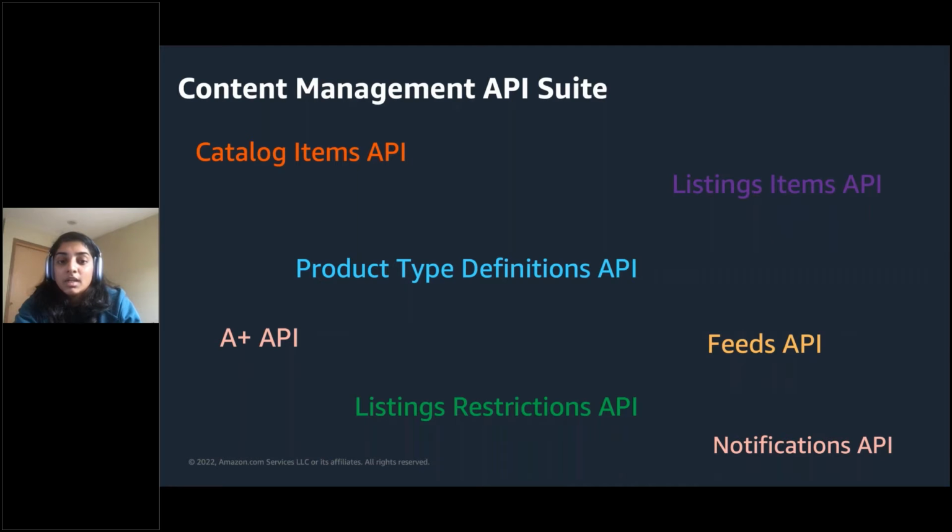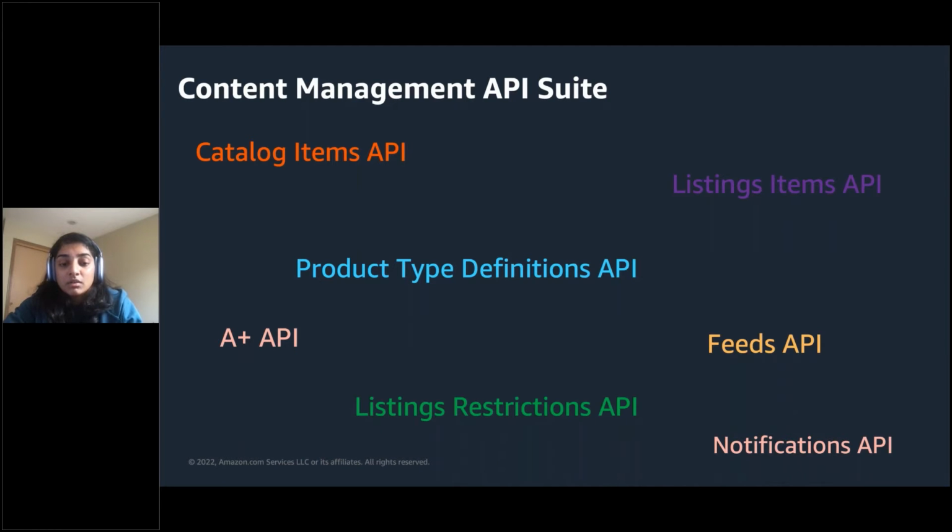And then we have the Product Type Definitions API that gives you the latest product type schema for the product type that you want to upload. And then we have the A+ APIs that helps you create and update A+ content and increase your conversion rates. The workflows that I just mentioned are all one-by-one operations, but if you're interested in bulk uploading your listings, you could use our Fields API.